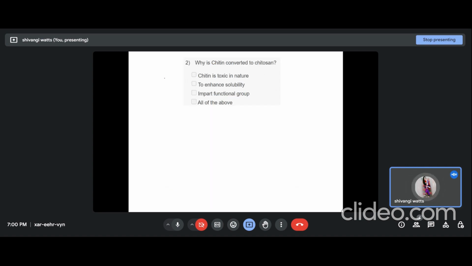So the second question is, why is chitin converted to chitosan? So first option is chitosan. So chitin is toxic in nature, to enhance the solubility, important functional group, or all of the above.